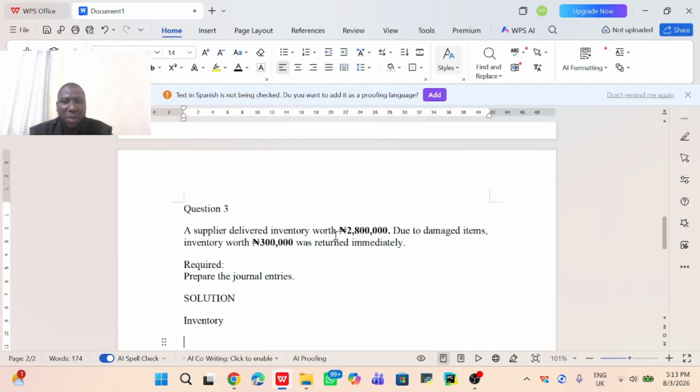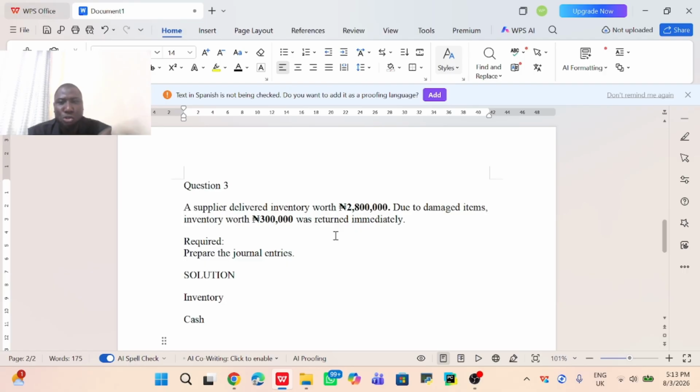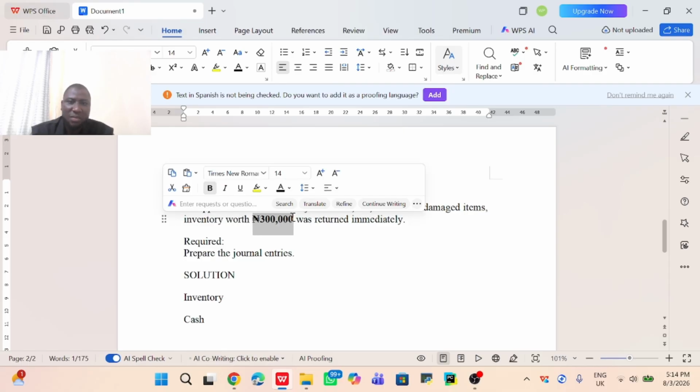When you want to make the payment, what do you use to make payments? Cash. Let's say you use cash to make the payment for the goods. A supplier delivered the goods to you, and you paid, right? When you pay with cash, and you now return, due to damaged items, inventory worth how much? Worth 300,000.